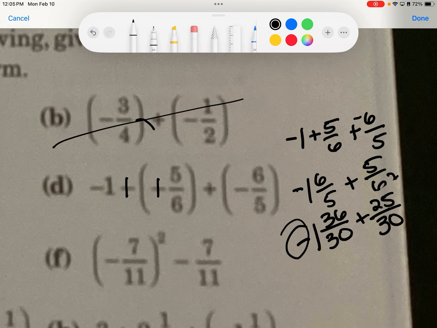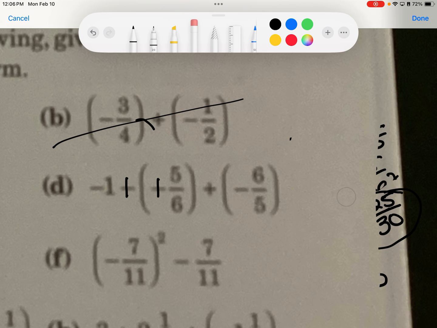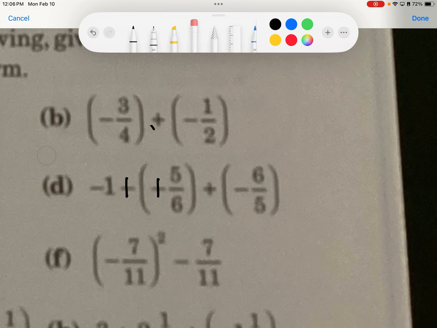All right, so the difference between the two is 1 and, what is that? Is it 11/30ths? The difference between these two: 36 minus 25 is 11/30ths. Yeah, and then we're doing a negative. So negative 11/30ths would be our answer. Oh, that was fun.